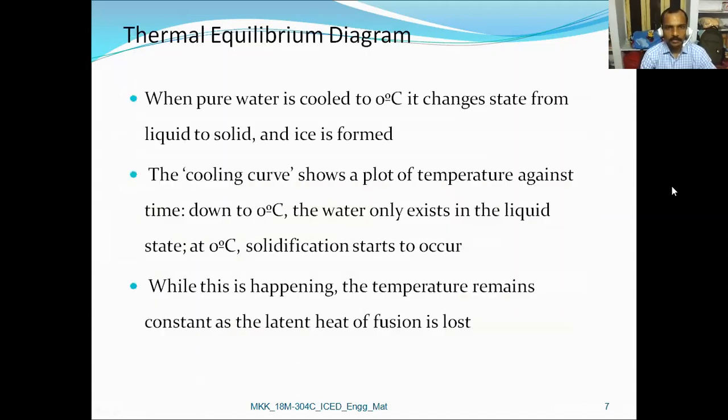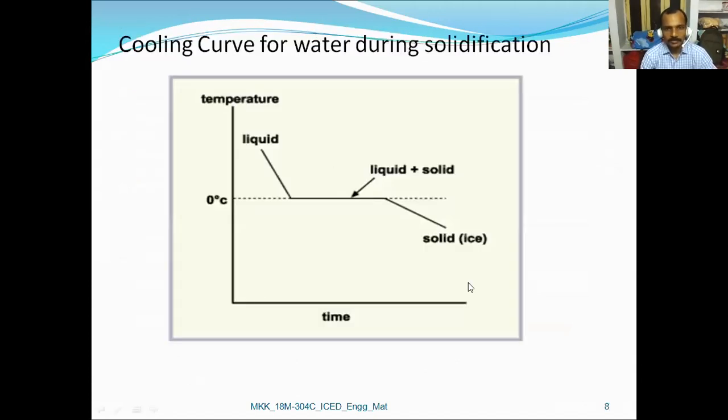Later we entered into the thermal equilibrium diagram, where we discussed the cooling curves at 0 degrees centigrade, liquid to solid. If we take the example of pure water, then it forms ice. That we have discussed in this diagram. When a graph is plotted between time and temperature at 0 degrees centigrade, the liquid phase changes to the solid phase, and in between, liquid and solid are both available.